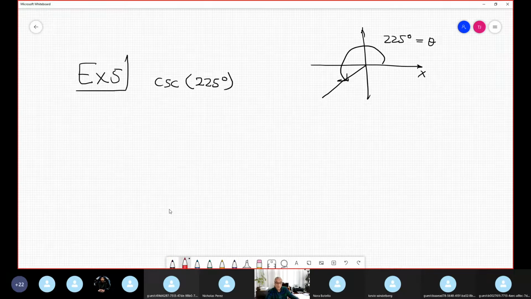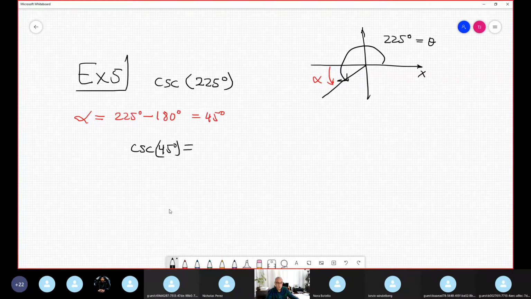Alpha is this angle. How do you find alpha? Well, alpha is 225 minus 180, in this specific case because we are working in the third quadrant, so 45. And my goal is now to compute the cosecant of 45. I don't remember this, but I remember the reciprocal, sine. I remember very well in the first quadrant sine 45 is radical 2 over 2. It's 1 over radical 2 over 2. The reciprocal is 2 over radical 2.